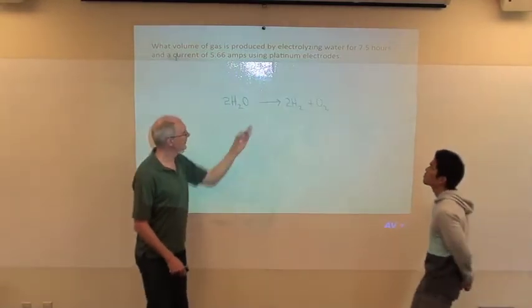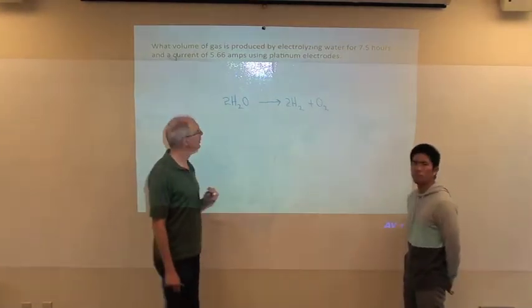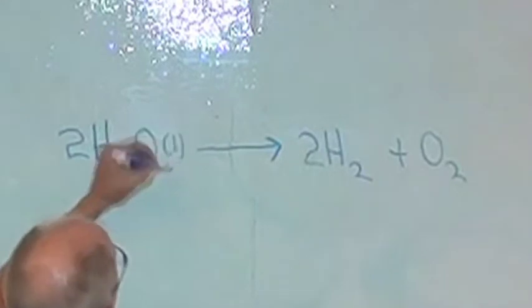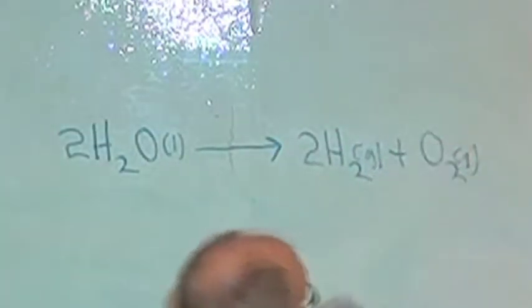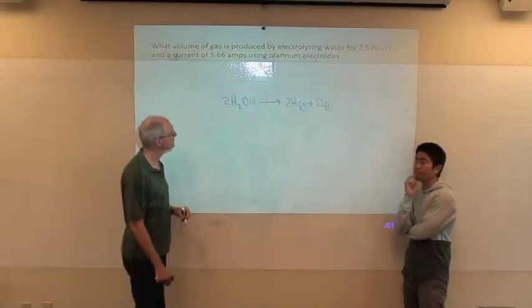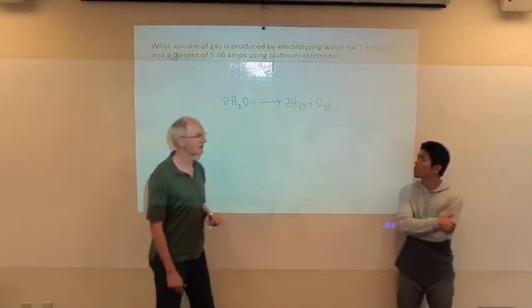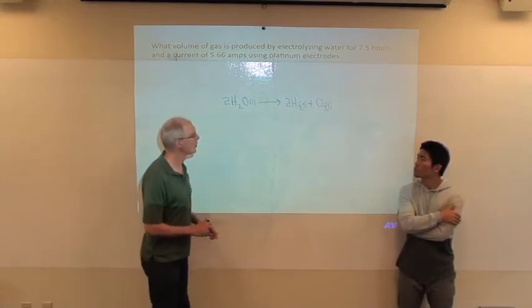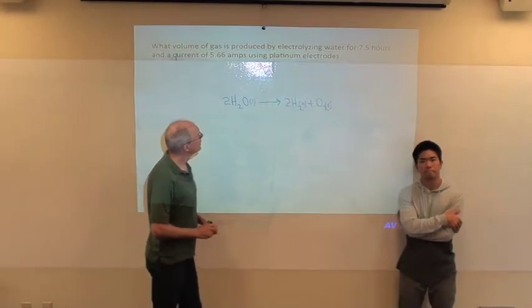And so this is our reaction. I better put my states of matter because we're talking about a gas, so maybe that's important. This reaction produces 3 moles of gas on a molar basis, per 2 moles of water.